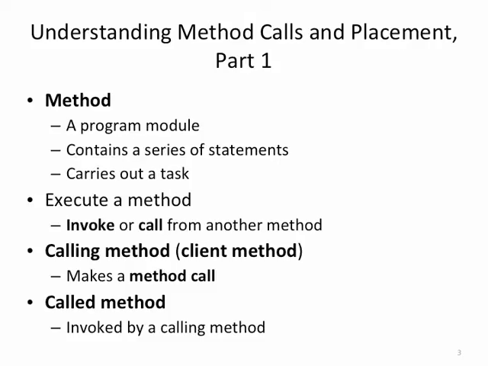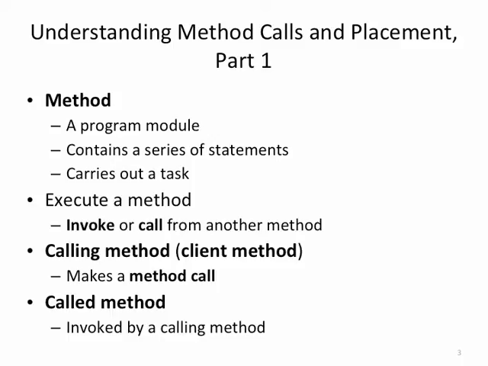A method is a program module, so it's a group of statements that carries out a specific task. We talked about this in Chapter 1 and called it a procedure. Methods and procedures are the same thing. I have no idea why in programming sometimes they have 2 or 3 terms to describe the exact same thing, but they do. So method, procedure, same thing.